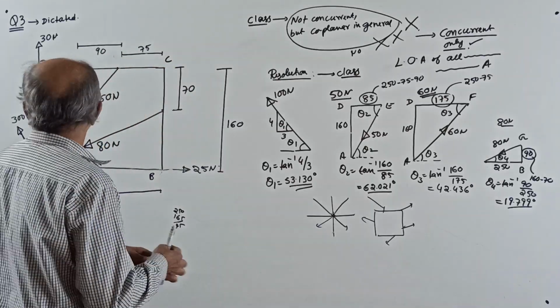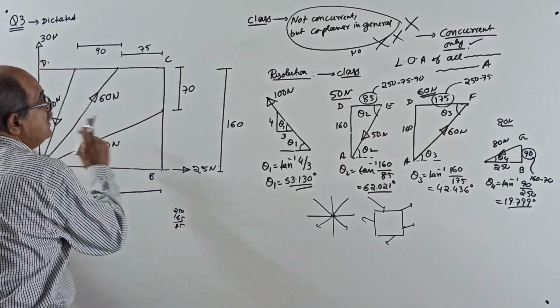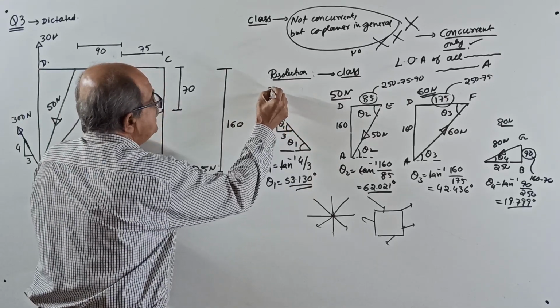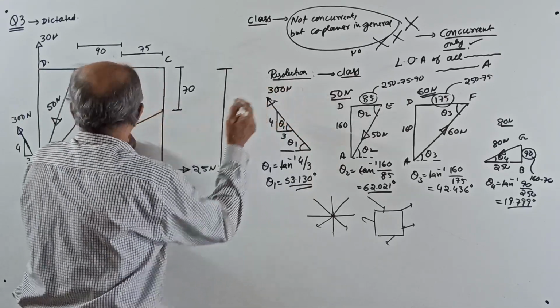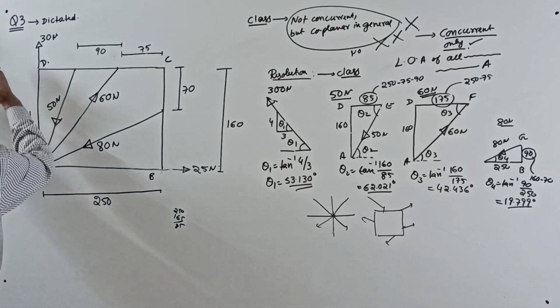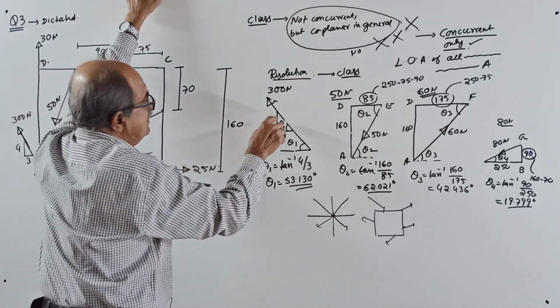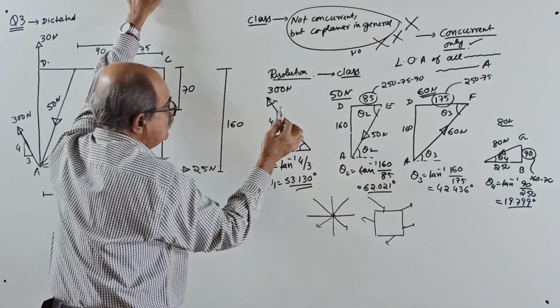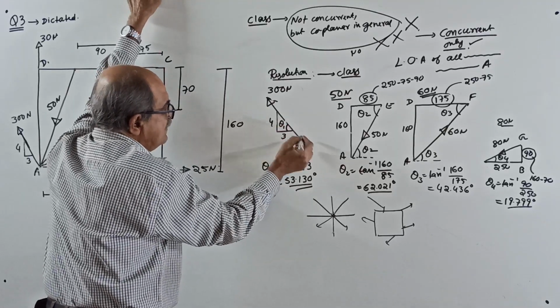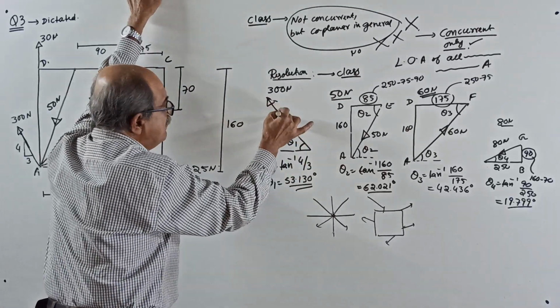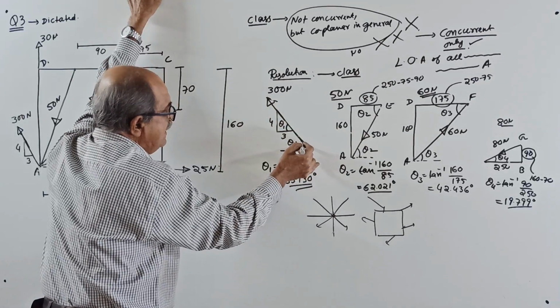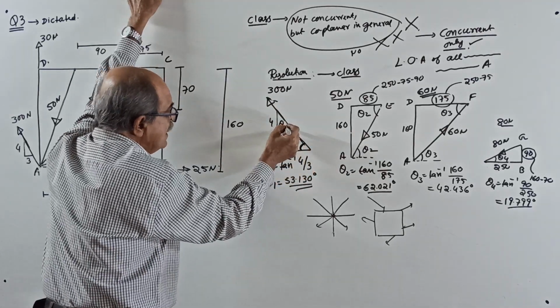Start one by one. First, 300 Newton, not 100, 300. I am changing it. 300 Newton force. See here, it is going this way through the point A. They told slope 4 vertical, 3 horizontal. So this is the angle made by the force with horizontal. If that is theta 1, this also is theta 1.